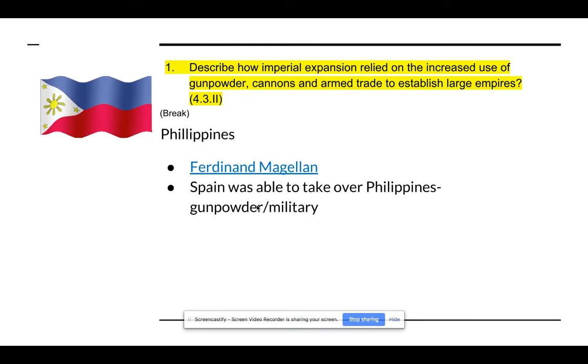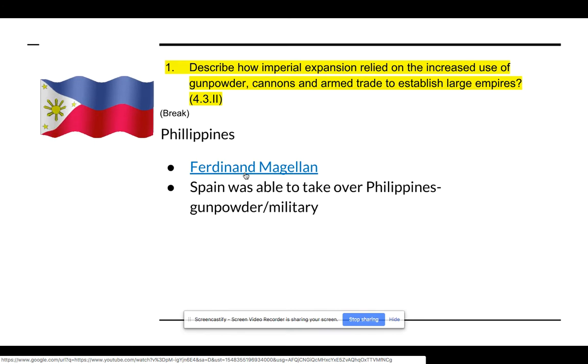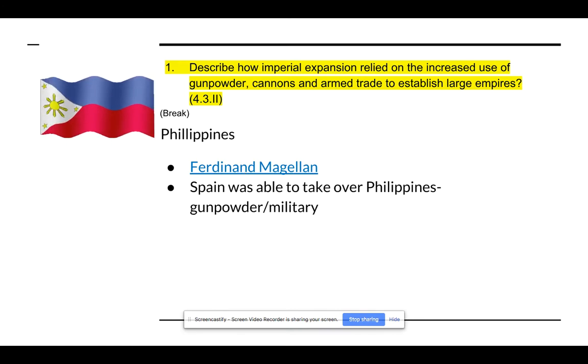And what you understand from your text is Spain was able to take over the Philippines quite easily as a result of gunpowder and the military, right? Ferdinand Magellan was actually killed in the Philippines. He agreed to fight with some of the locals in a small skirmish between them, and he died as a result of that. But the Spanish were able to take over the Philippines, and this was very important.